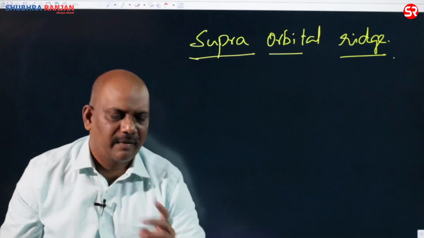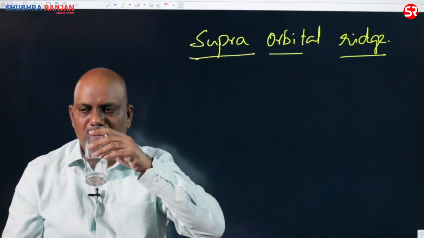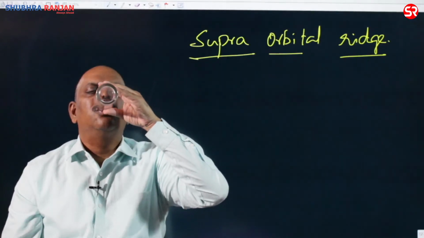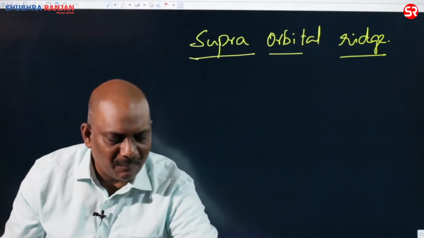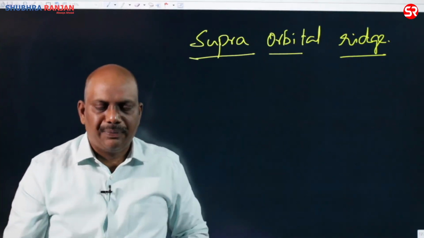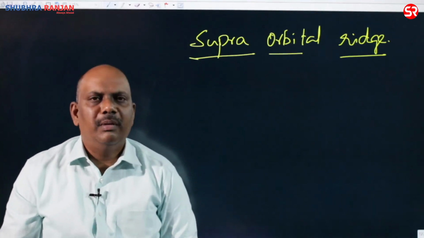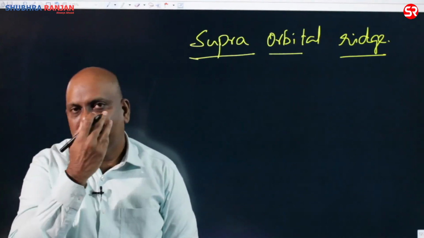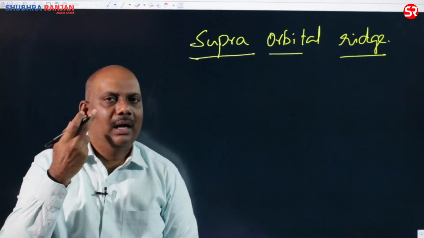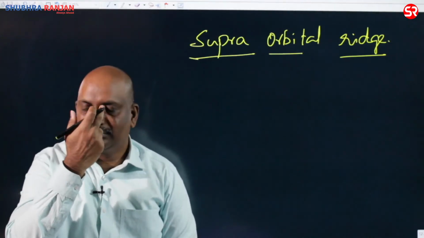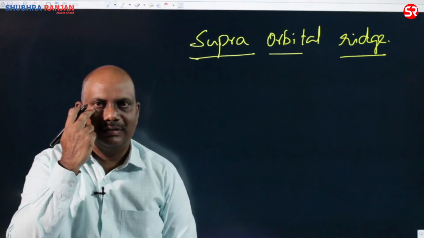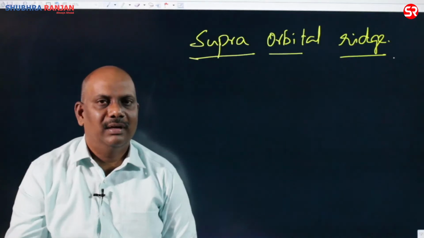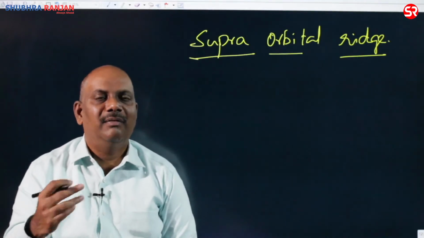Supraorbital ridge. So orbit: once when we die, our eyes will get decomposed very easily, and there will be one depression here in this region. That is called an orbit.